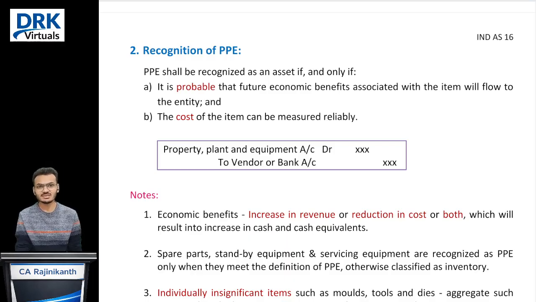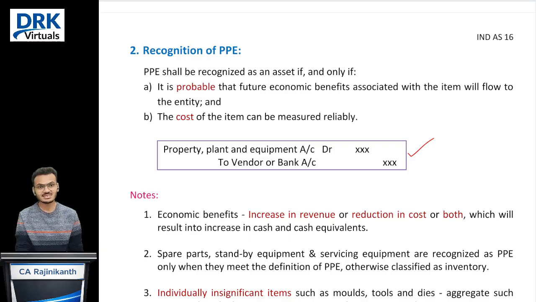The next step is, once an asset satisfies the definition of PPE, subject to the scope of the standard, if that asset satisfies the recognition criteria, we can recognize that asset as property, plant, and equipment by passing this journal entry. What is that? PPE account debit to bank or vendor account, as the case may be.